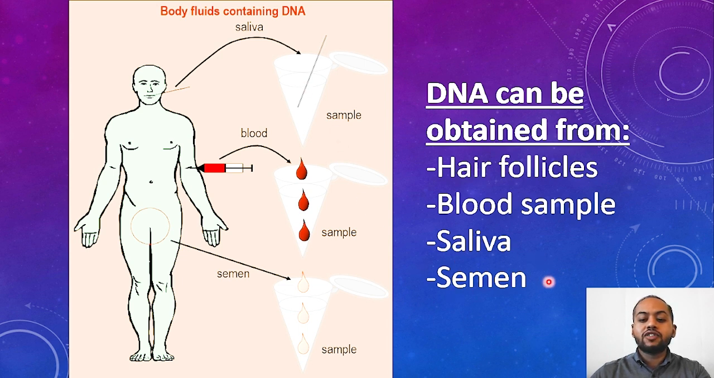And then lastly, from semen. So if you are a male, you could extract the semen from your body, place it inside a little sample, and then the semen also comprises DNA. So please remember the following. They could possibly ask you where you could obtain your DNA from. It could be from your hair follicles, blood sample, saliva, as well as semen.